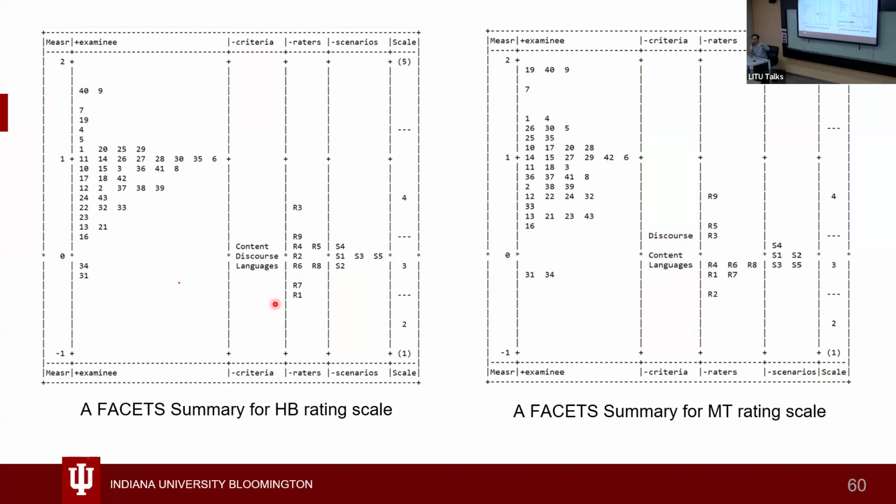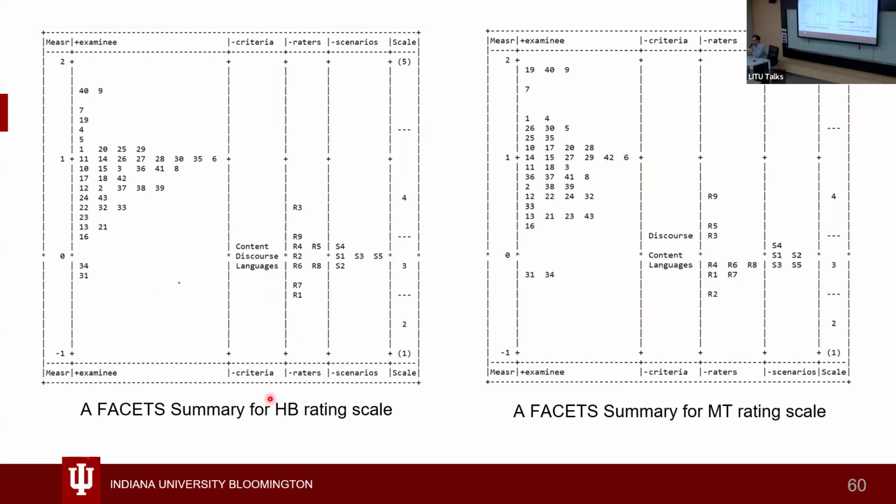So if they receive, for example, a 4 in content, they're also likely to receive a 4 in language and another 4 in the other criteria. But when raters use the multi-trait rating scale, they tend to give a more difficult score for discourse compared to content and language. So if you want to make distinctions between categories, multi-trait rating rubrics are slightly better. And then raters, right?